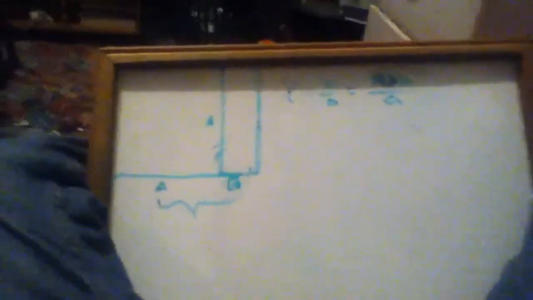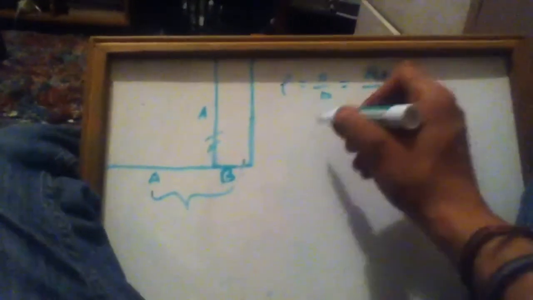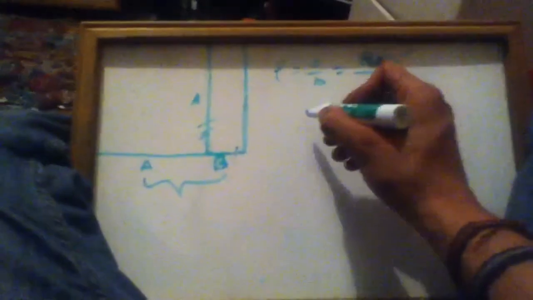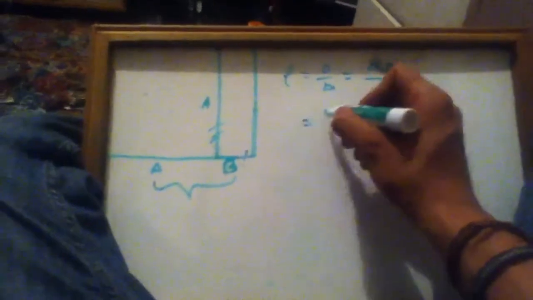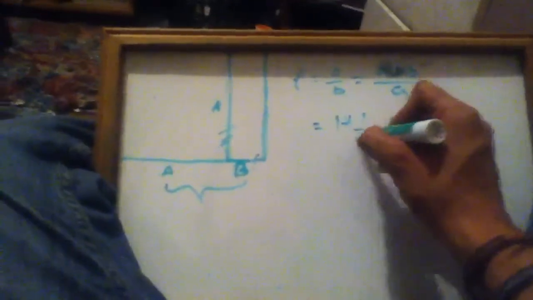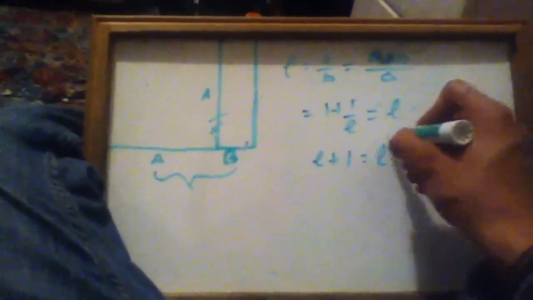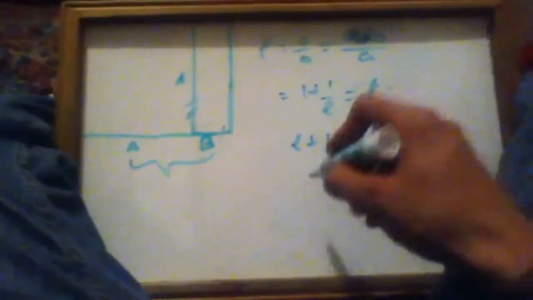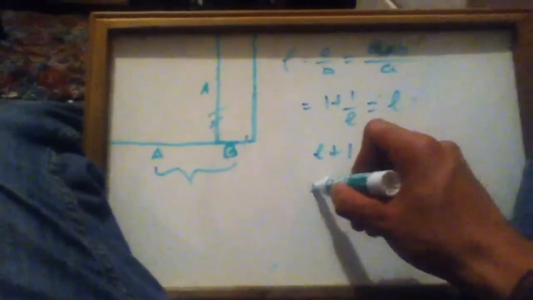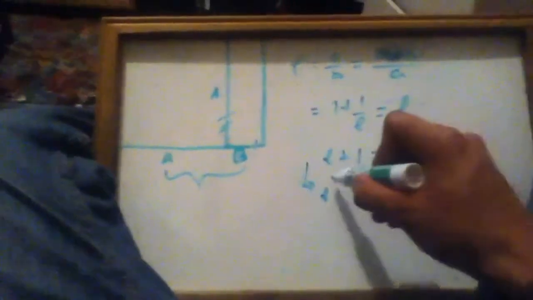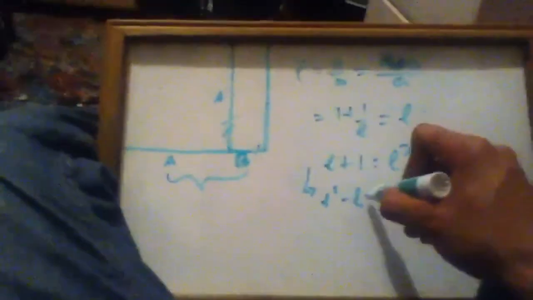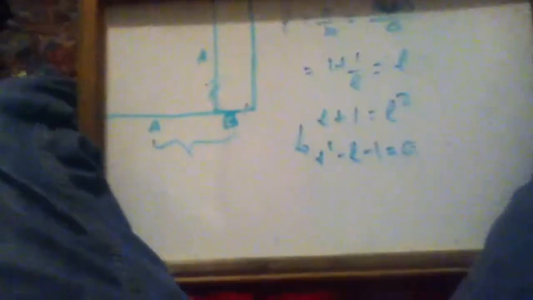Cool. Now, time to show you how to derive it. Using the definition we just got, this is equal to 1 plus 1 over the inverse, which is equal to phi. Multiply both sides by phi, and you get that phi plus 1 equals phi squared. Cool. That's a quadratic. If you solve it for 0, you get phi squared minus phi minus 1 equals 0.